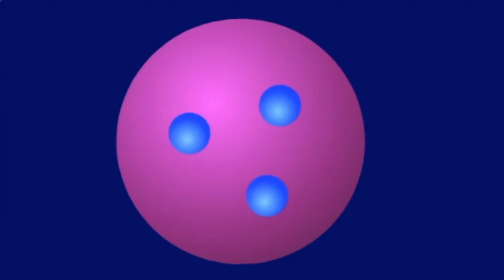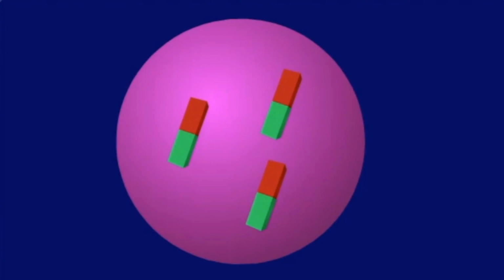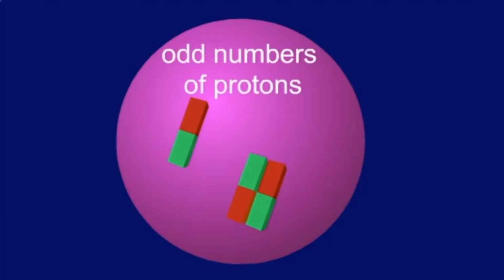If we have a nucleus with an odd number of protons, for example 3, pairs of protons will still cling together and neutralize each other. However, there will always be one proton left that still has a magnetic moment. Nuclei with odd numbers of protons thus have a magnetic moment and can principally be used for MRI. Examples are carbon-13, fluorine-19, sodium-23, and phosphorus-31.